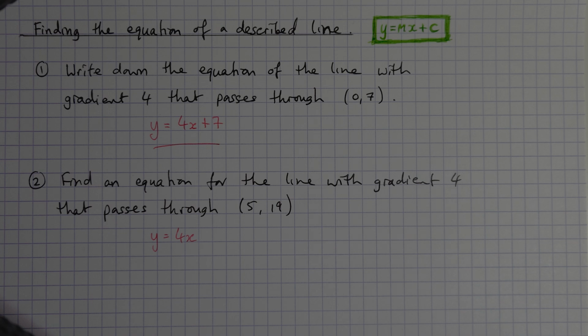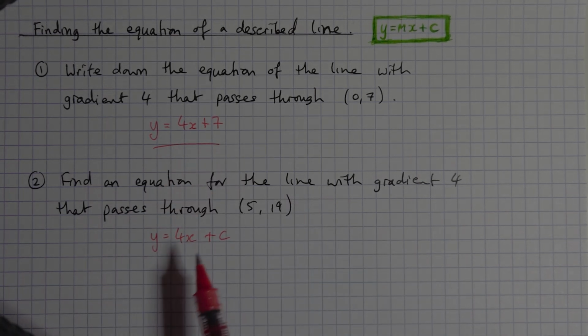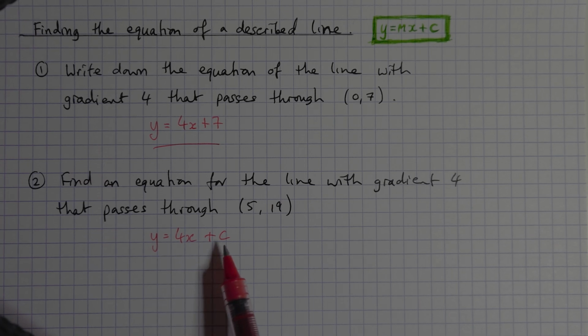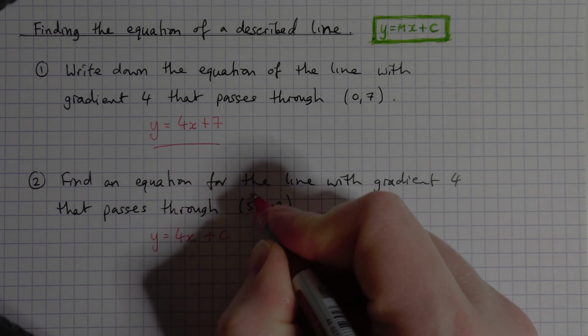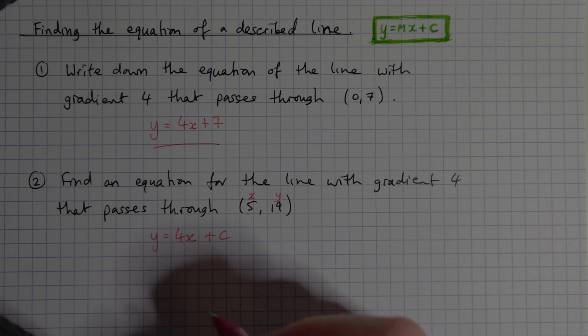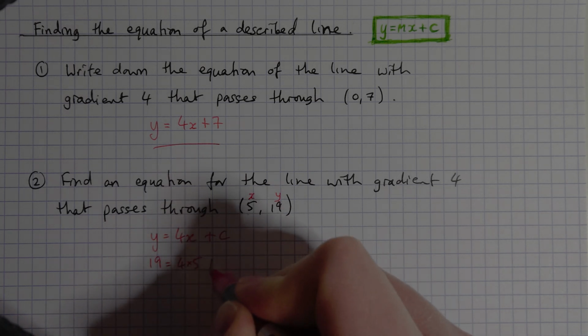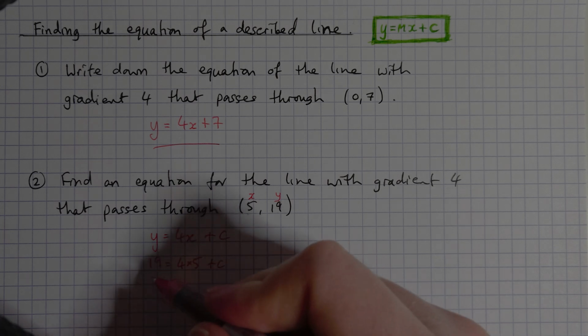At this stage, it's probably a good idea just to say, I'm not sure what that is. So we know the gradient is 4, but we're not sure what the intercept is at this stage. Let's now substitute this point in to what I've got so far. We know that's the x-coordinate and that's the y-coordinate. Basically saying, if x is 5, then y would be 19. So let's substitute these in. We just said that y was 19, and that x is 5. Just putting these in the right places.